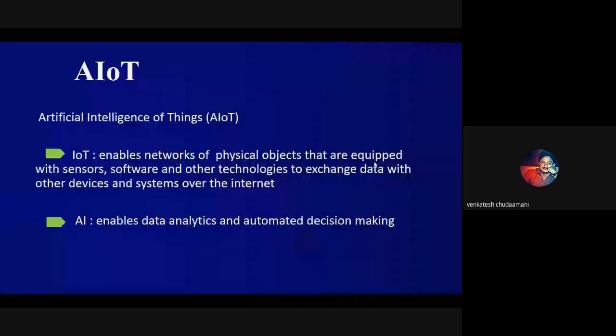AIoT, artificial intelligence of things, is a combination of IoT and AI. IoT enables a network of physical objects that are equipped with sensors, software, and other technologies to exchange data with other devices and systems over the internet, and AI enables data analytics and automated decision making. Obviously, you might have seen all the IoT devices that are working now, like smart watches or any of the devices that transfer data from one location to another over the internet.